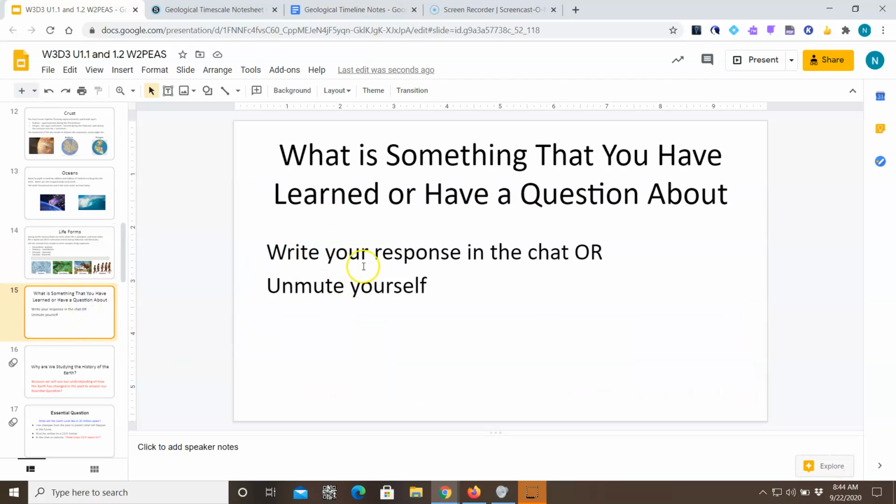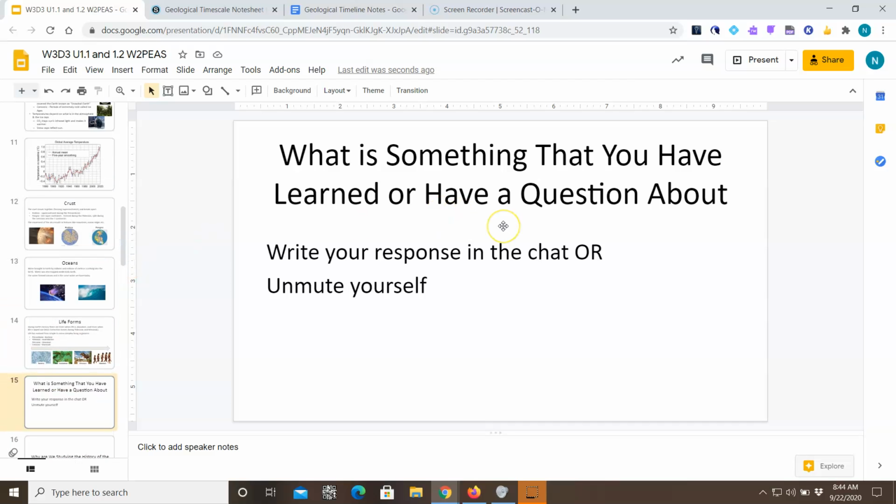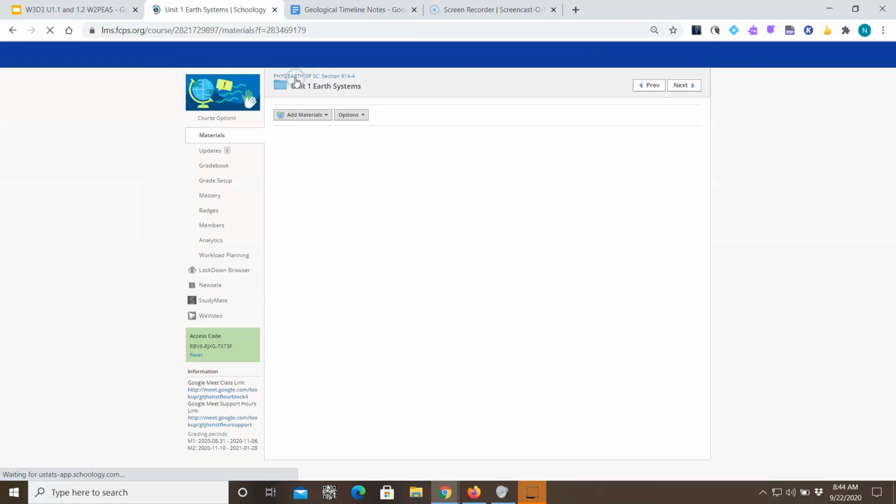So one of your assignments, from the stuff that we just reviewed from the note sheet and what we just discussed right now, is to write down something you've learned or a question that you have in your KWLQ. All right, so where do you get the KWLQ? You can either go to the folder to get the KWLQ. So that folder is Unit 1.